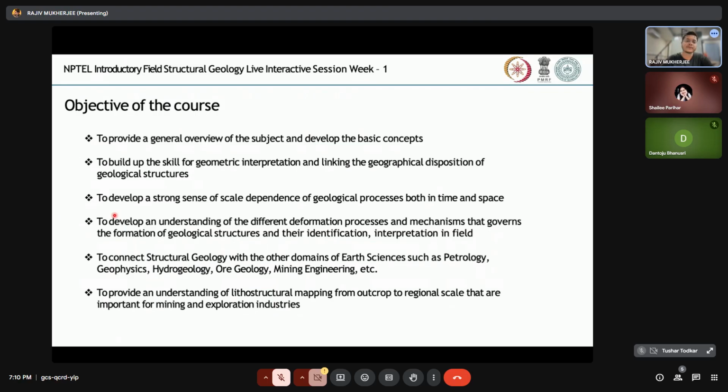And these will help us to connect structural geology with the other domains in earth sciences such as petrology, geophysics, hydrogeology, ore geology, mining engineering, etc. And finally, to provide an understanding of lithostructural mapping from outcrop to regional scale that are important for mining and exploration industries. So field geology in particular has a very high demand in areas of mining and petroleum exploration.